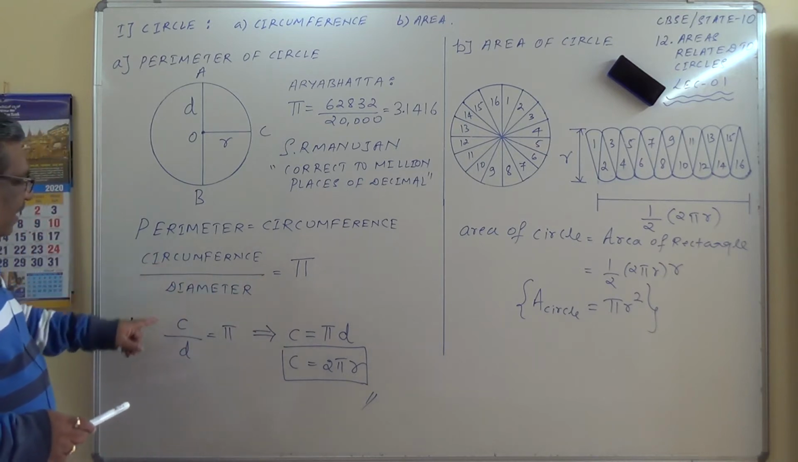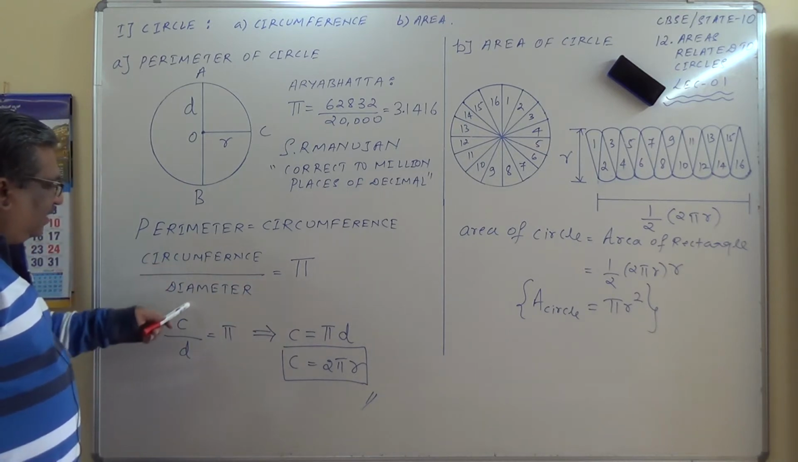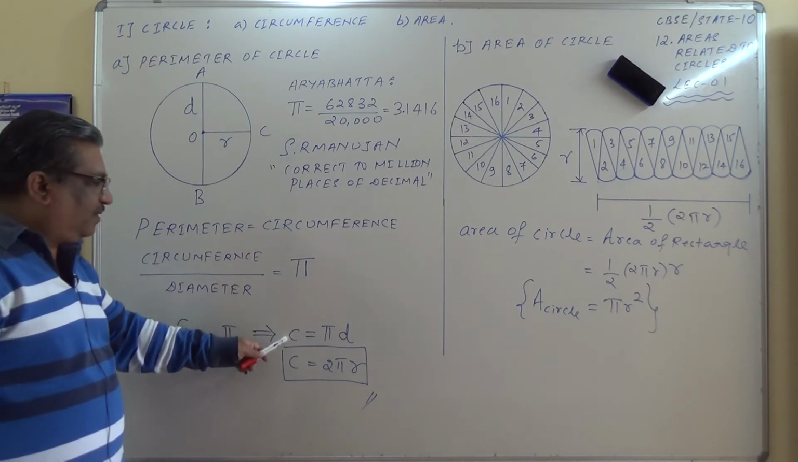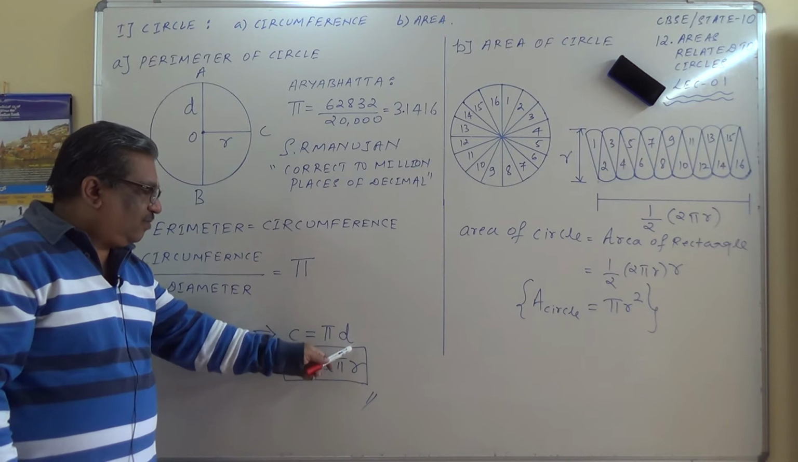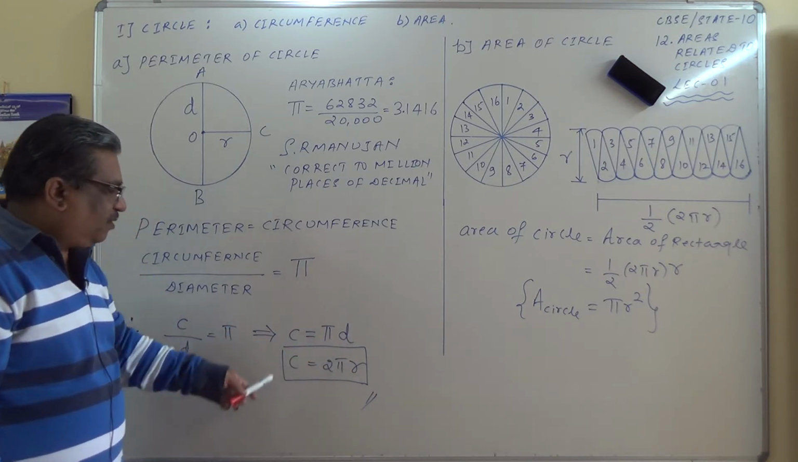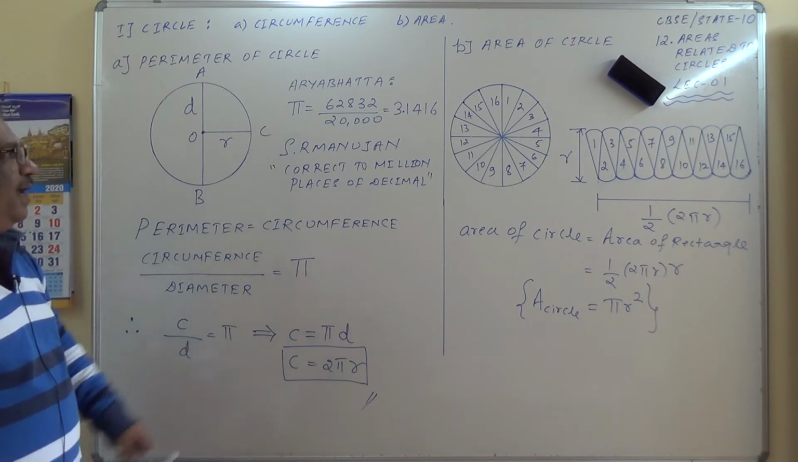So if I represent the circumference by C and the diameter by d, then C by d equals pi, and therefore circumference is equal to pi into d, whereas diameter is equal to 2 times r. Therefore pi into 2r is nothing but 2 pi r. So the formula for circumference is 2 pi r.